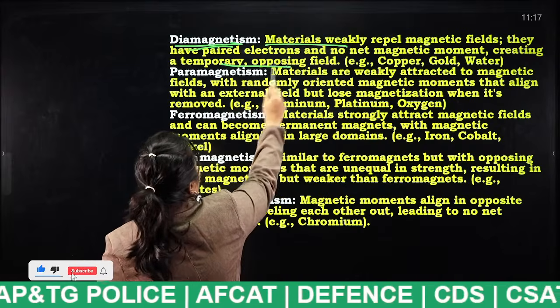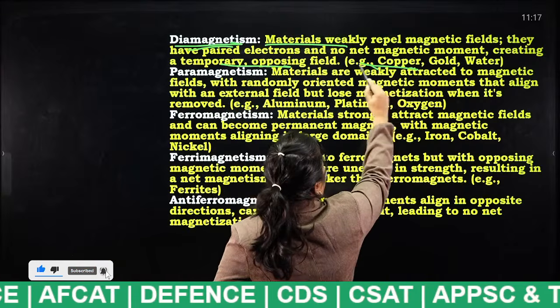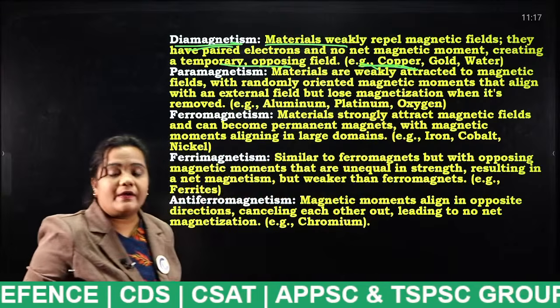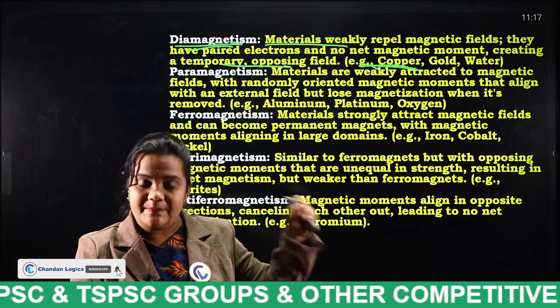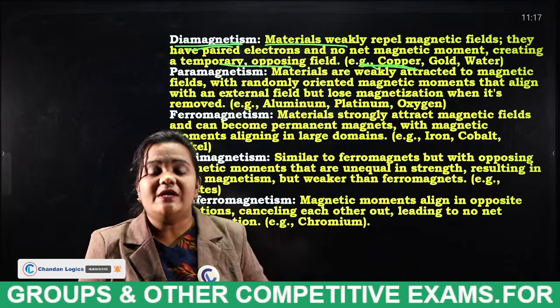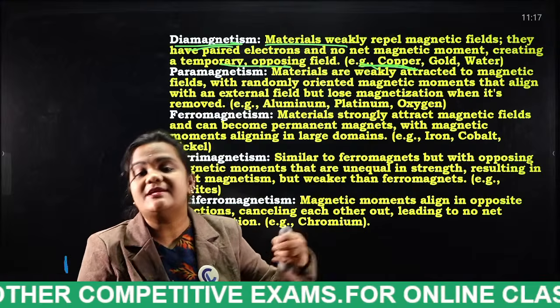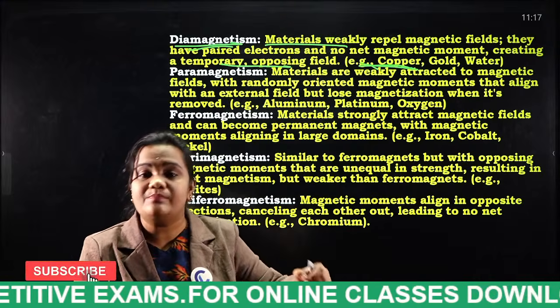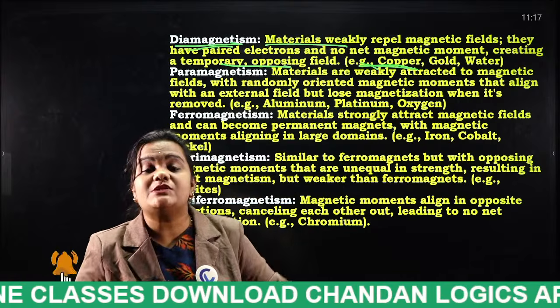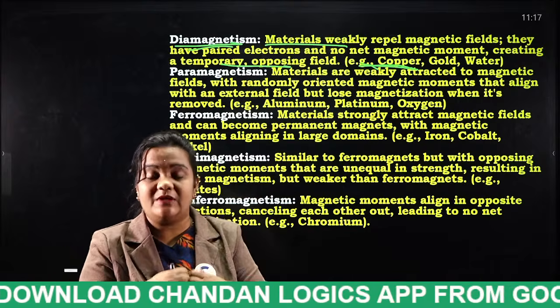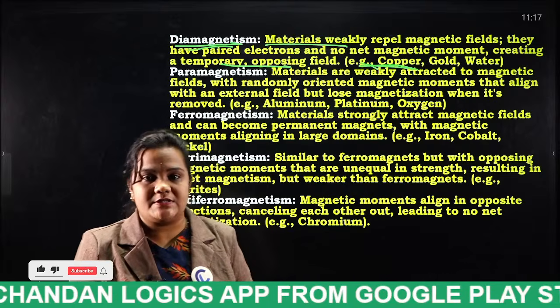What are the examples? Examples are copper, gold and water. Observe, you take gold and keep it near a magnet. It will not be attracted as much as iron. Why? Because it is exhibiting the properties of diamagnetism. That means there is no magnetic moment between those two objects.